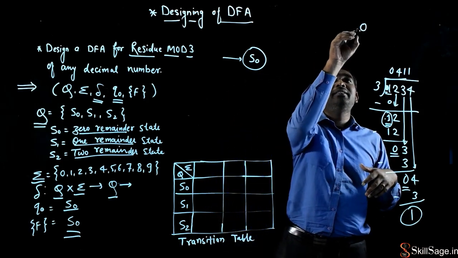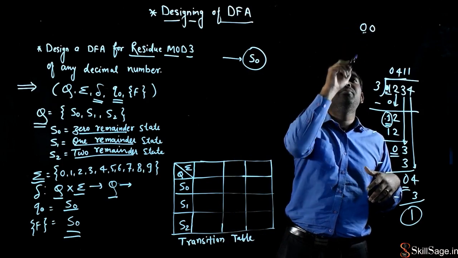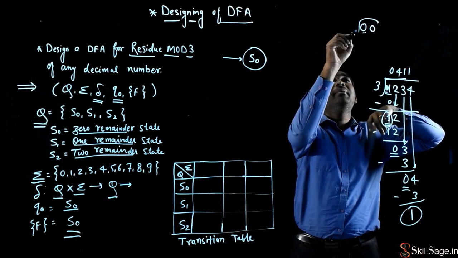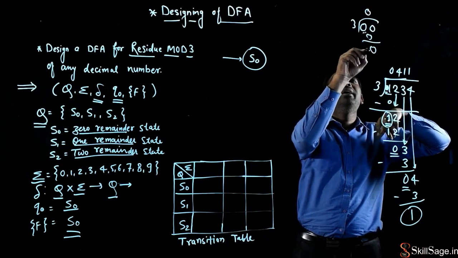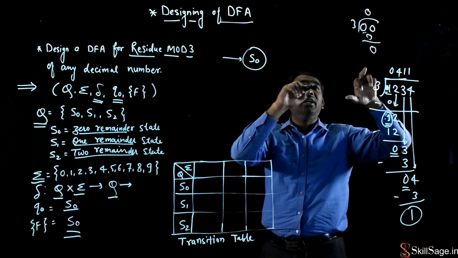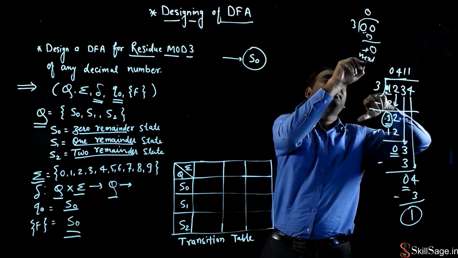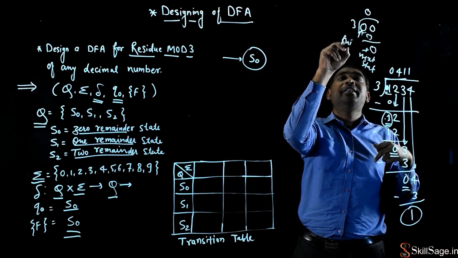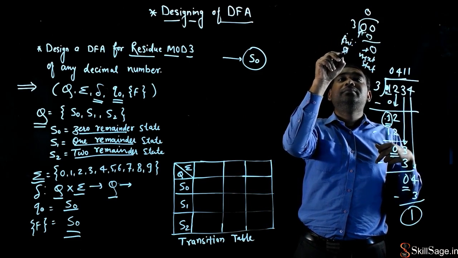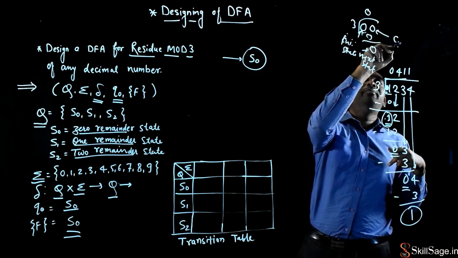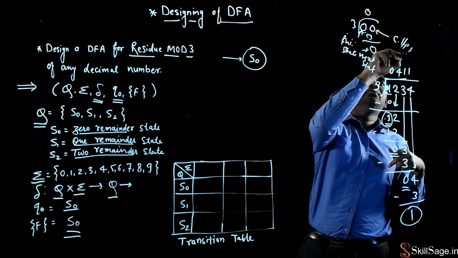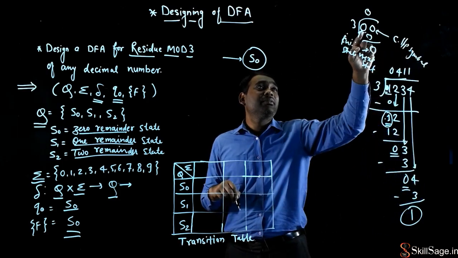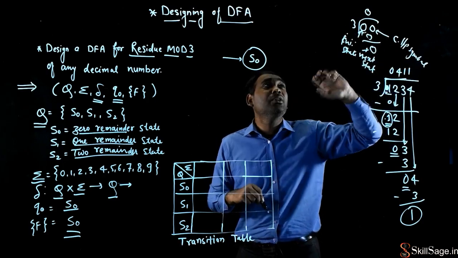If my current state is 0 and my next input symbol is 0, this is my number now: 0. If I divide this number by 3, 3 zeros are 0. What will be my remainder? The remainder is 0, so this is my next state. This was my initial state, and this was my current input symbol.